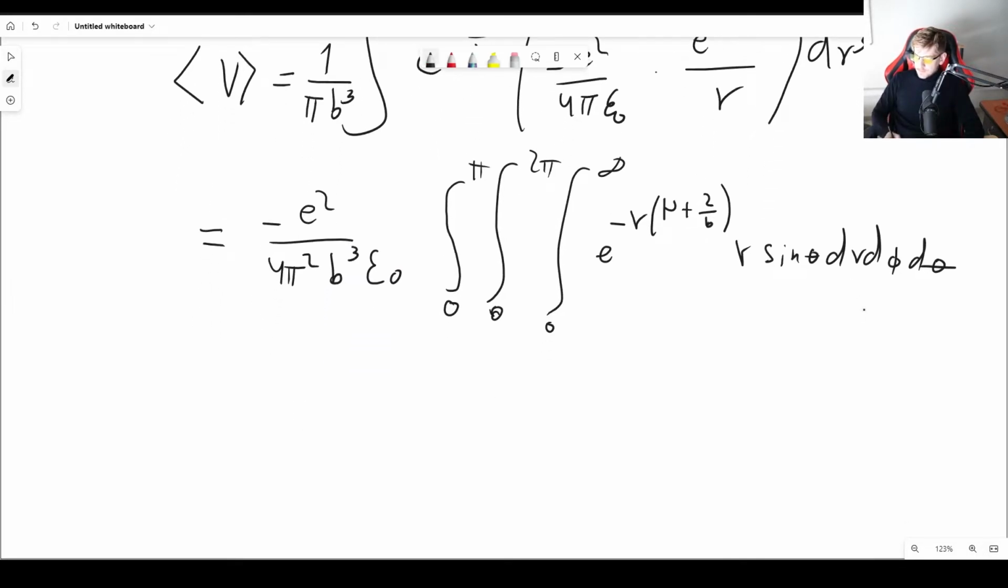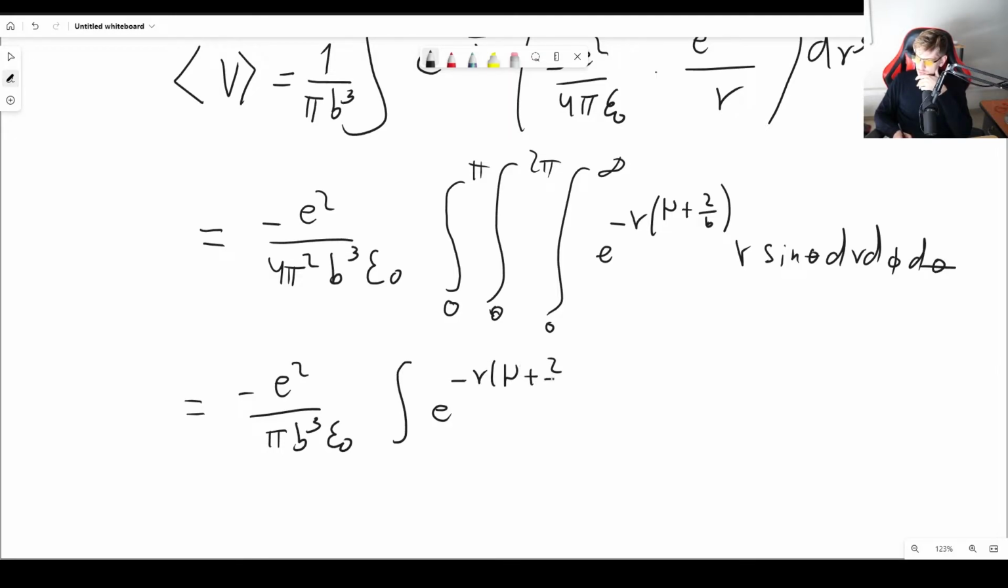Now, the angular part will of course give us 4 pi, which will cancel out this thing partially. So that will give us minus e squared divided by pi b cubed epsilon 0. Now, what about the rest? So we still have this e to the minus r times mu plus 2 over b, and then r dr, and the integral goes from 0 to infinity. So this is what we now have to integrate.